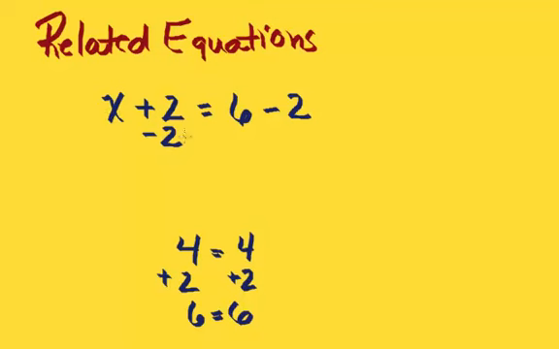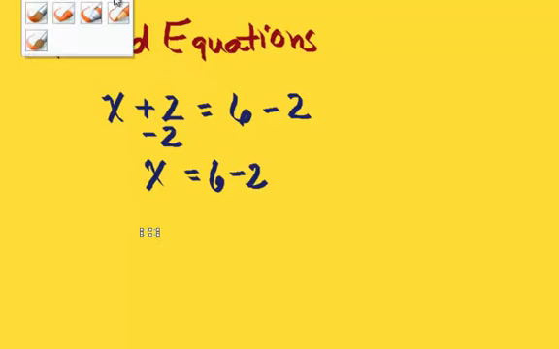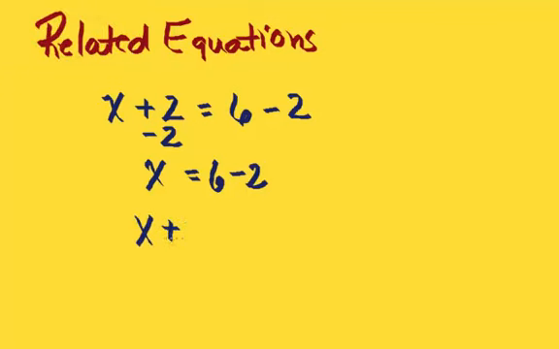We have x plus 2 minus 2. If you have x dollars and you add $2 but take $2 away, you're left with x is equal to 6 minus 2. So therefore, x equals 6 minus 2 is a related equation to x plus 2 is equal to 6. So they are related equations. You could also say 2 is equal to 6 minus x.